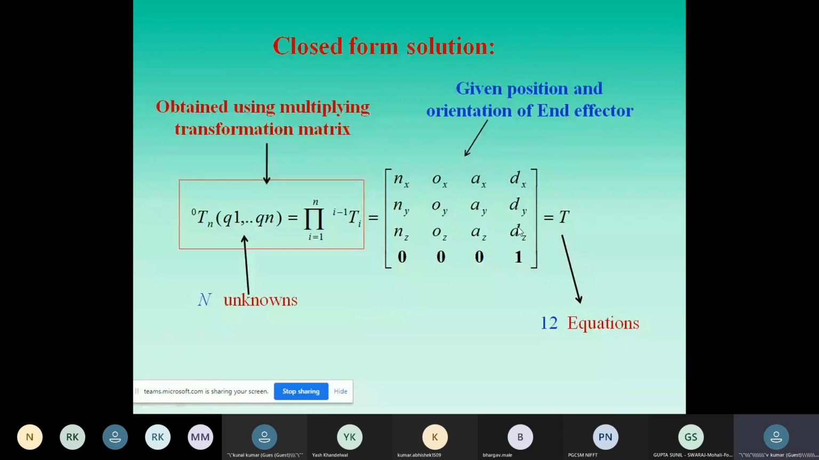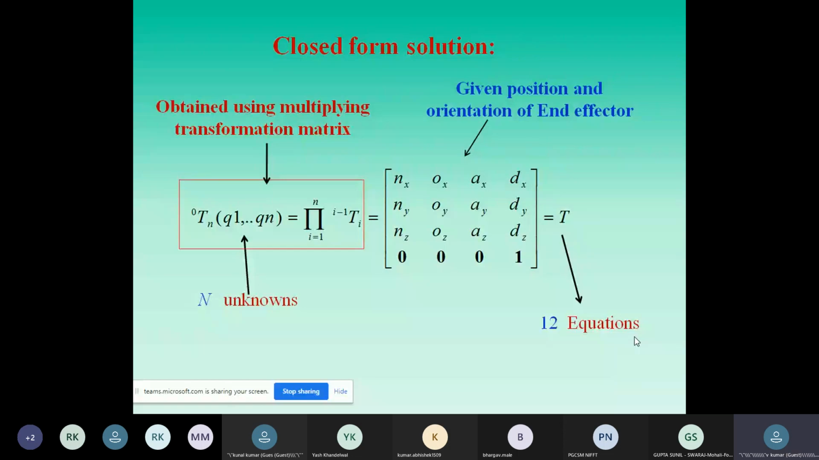Three into four, and 12 equations we will get. What are the unknowns? For non-redundant manipulators, a maximum of 6 unknowns. What equations do we know? 12. So we have to find the exact solution for 6 unknowns from 12 equations.